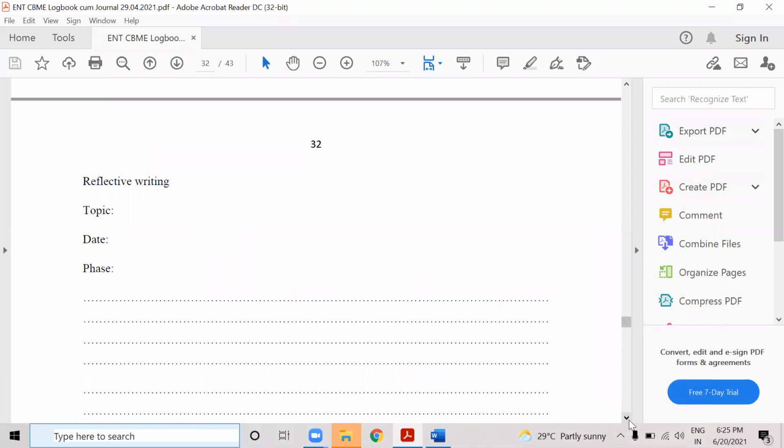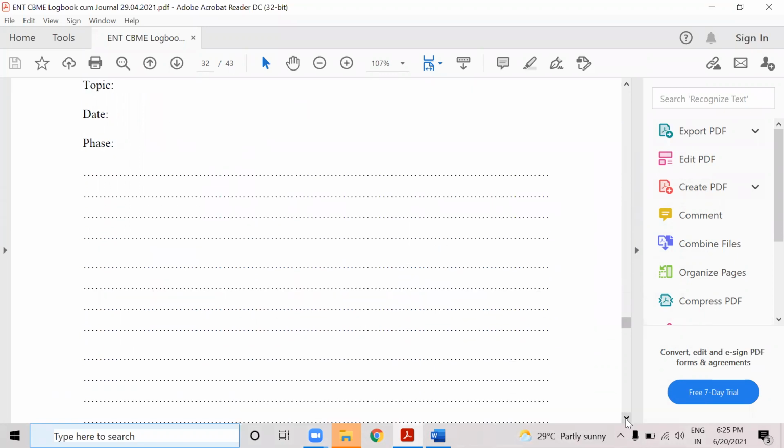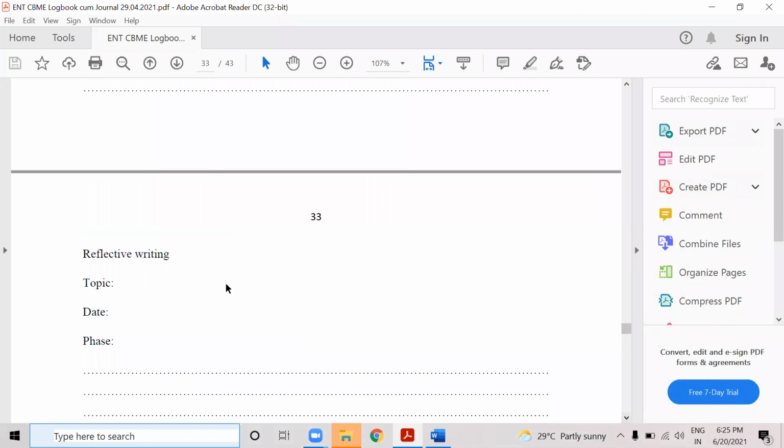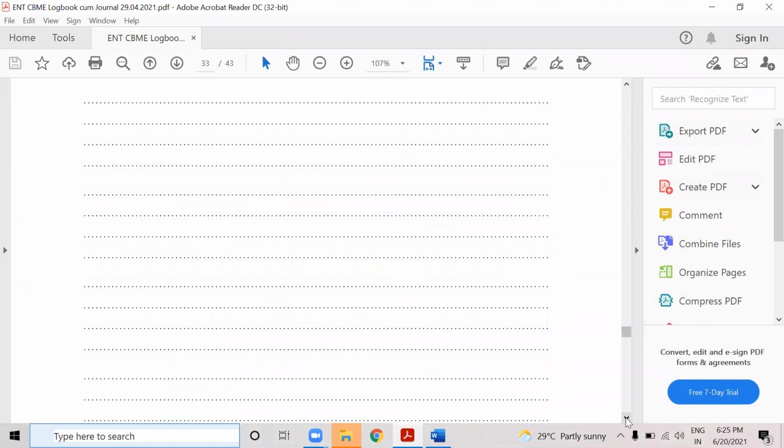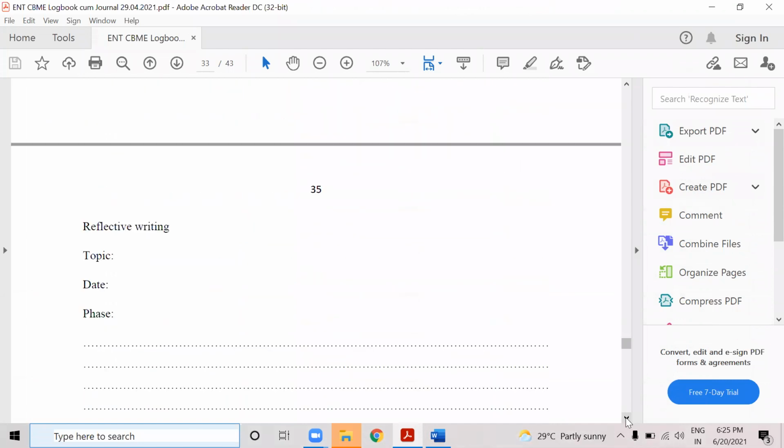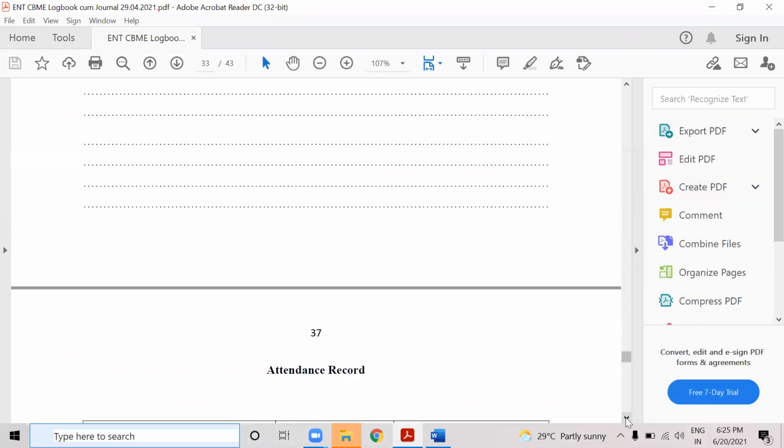And what exact competencies need to be written here, that is again an individual choice, but here I have kept 5 pages. So in that, they will write the topic on which they are writing the reflection, the particular date, and the phase in which they have completed that topic or writing their reflection. So here 4 or 5 pages I have kept.